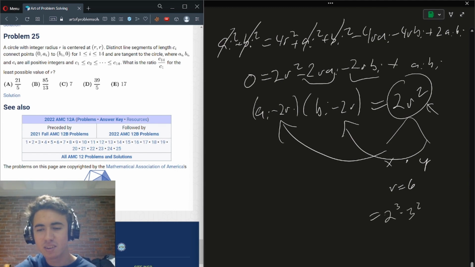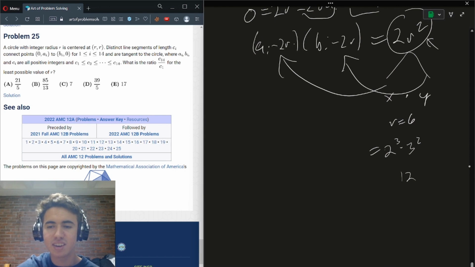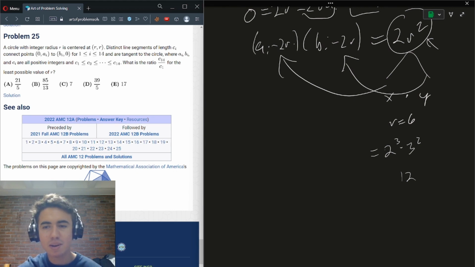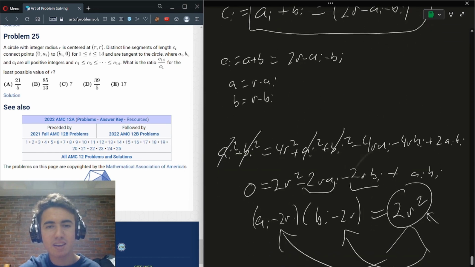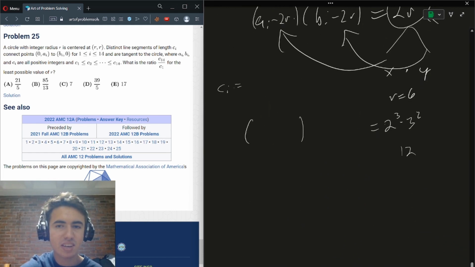Now, why is that promising? Well, based on the exponents, we have 12 factors on this side, which is just slightly less than 14. However, we can also consider negative factors, and this looks like it will be around the ballpark of having the correct number of solutions. So let's think about what the smallest and largest solutions are. Remember that we're looking for c_i, which is equal to 2r minus a_i minus b_i, as we said above.